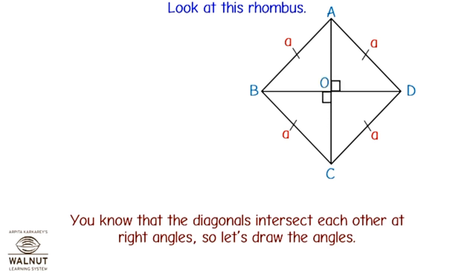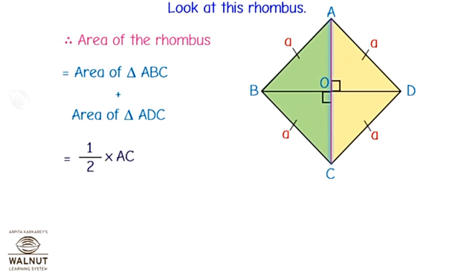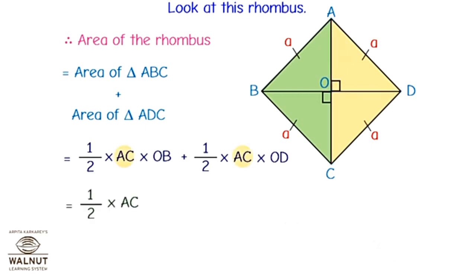So let us mark those angles. The intersection point is O. So here area of rhombus is area of triangle ABC, which is colored in green color, and area of triangle ADC in yellow color. We know that area of triangle is half into base into height. AC is the base and OB and OD are the heights.